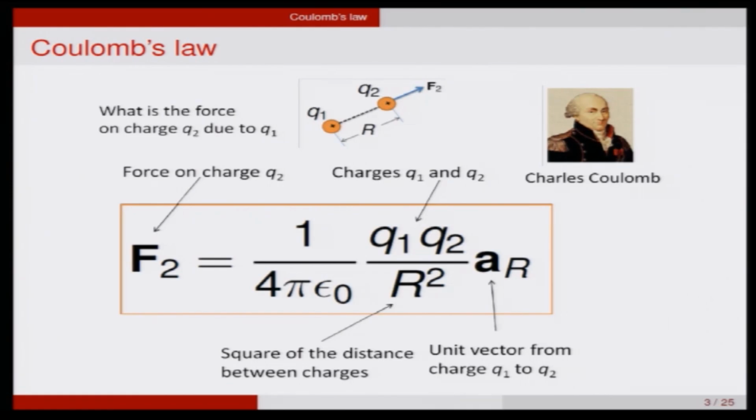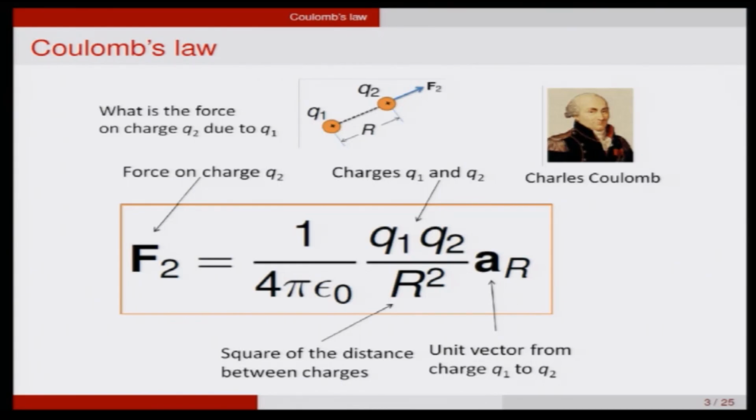The first published version of the law is by the French engineer Charles Coulomb, and his law states, in the modern notation, that the force on the second charge is equal to 1 by 4 pi epsilon 0, q1 q2 by r square a r. Please note that this is in the modern vector notation, whereas Coulomb's original way of giving the law was slightly different, but mathematically equivalent to this boxed equation.